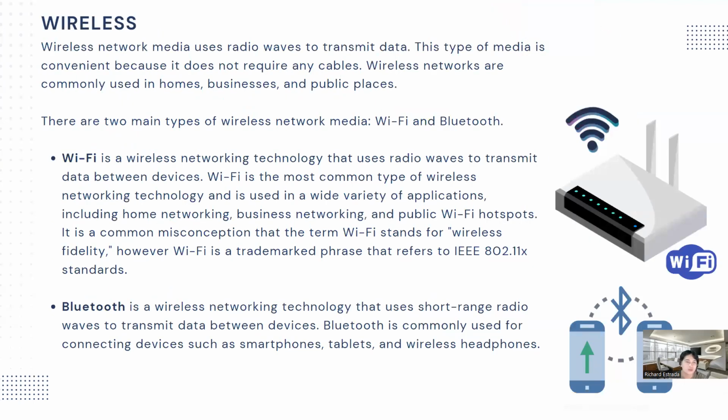And then, of course, wireless. Wireless network media uses radio waves to transmit data. This type of media is convenient because it does not require any cables, and wireless networks are commonly used in homes, businesses, and public places. So we have Wi-Fi and then Bluetooth. Those are the two main types of wireless media. Wi-Fi is a wireless networking technology that uses radio waves to transmit data between devices. This is a common type of wireless networking technology and is used in a wide variety of applications, including home networking, business networking, and public Wi-Fi hotspots.